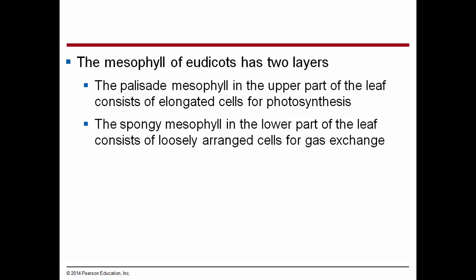The mesophyll of Eudicots has two layers. The palisade mesophyll of the upper part of the leaf consists of elongated cells for photosynthesis, and the spongy mesophyll of the lower part of the leaf consists of loosely arranged cells, primarily for gas exchange.